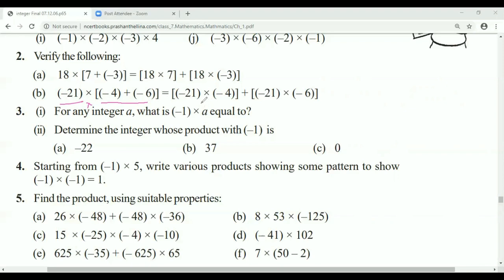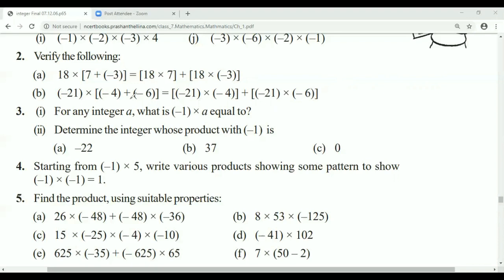The right hand side we can obtain by multiplying negative 21 with negative 4 and negative 21 with negative 6, then adding these answers together. We will get the right hand side. Then we can compare them and verify whether it is true or not. This one also we can verify in the same way.